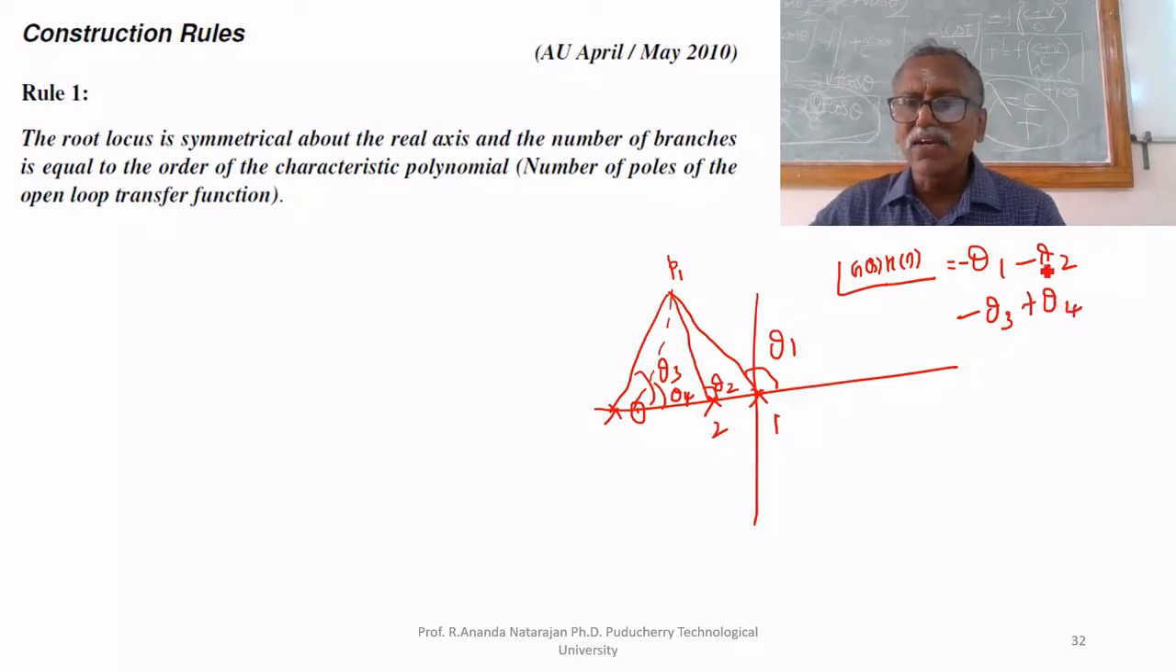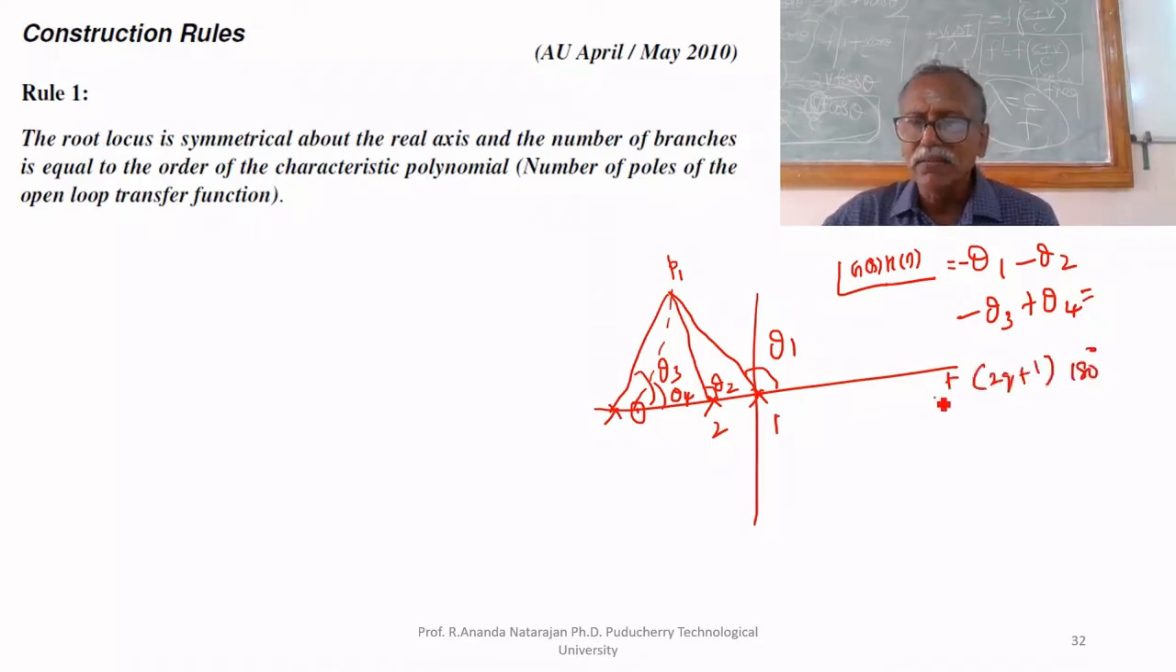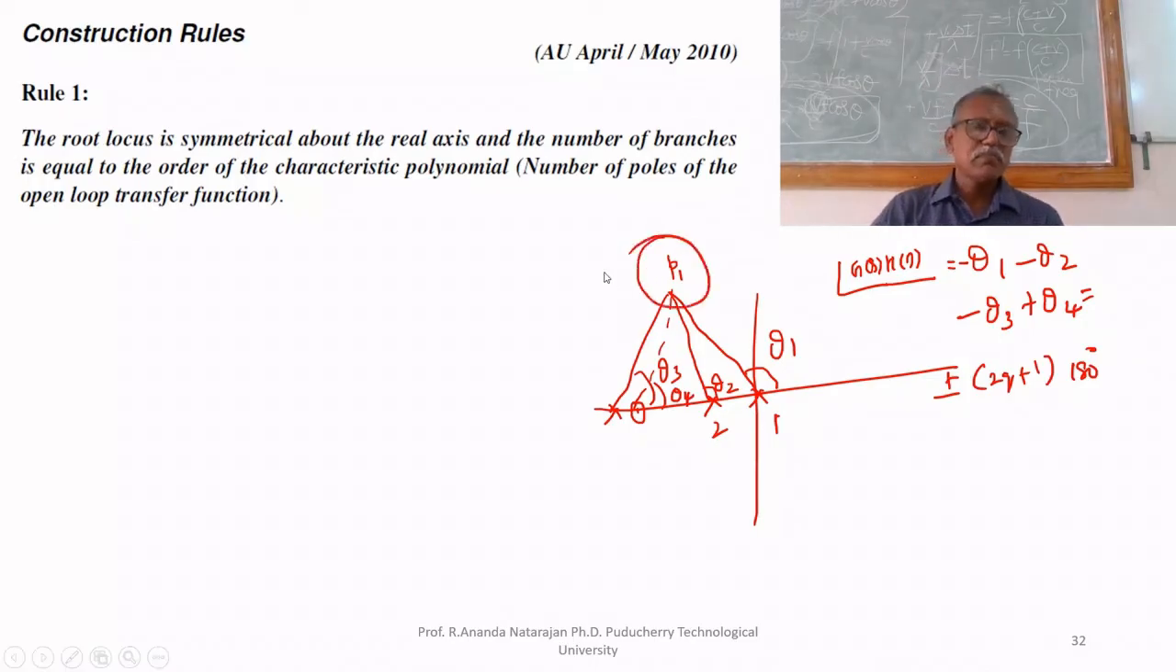If you add theta 1, theta 2, theta 3, theta 4, and it is equal to an odd multiple of 180 degrees, then this point P1 is on the root locus. It's not possible to find it this way. We have to check every point whether it is on the root locus or not, and it's not possible to check like that. So there is a set of rules which satisfies the second condition. 8 rules are there. Those rules we will see. By using them, we can find the root locus.